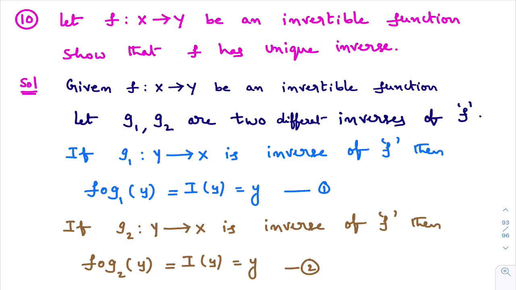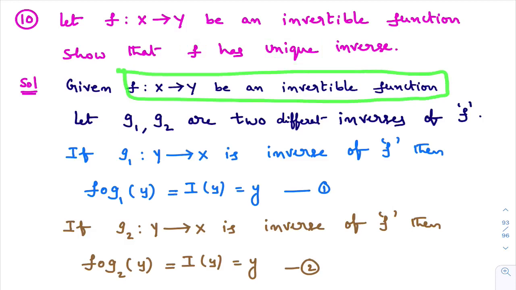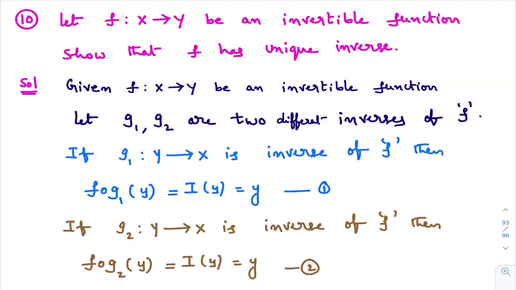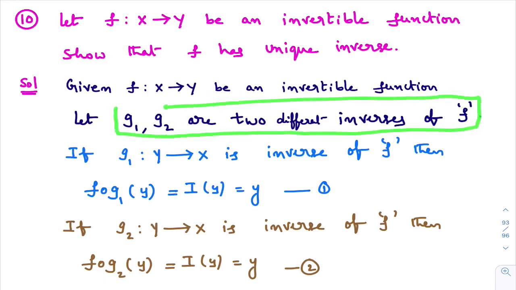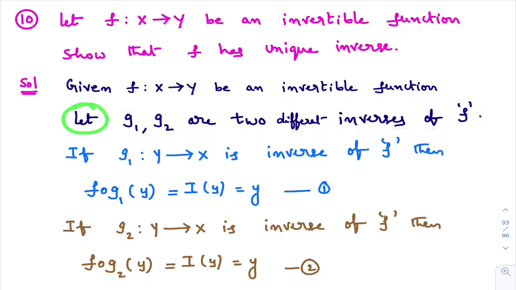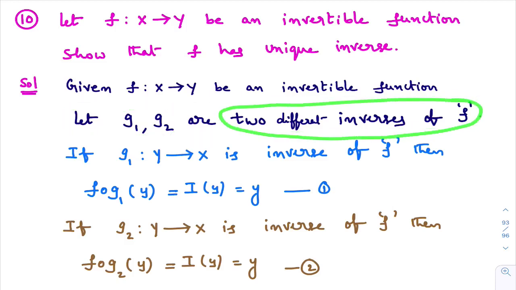First, I'll write the given information. What is the given information? f from X to Y is an invertible function. As I need to show that f has only one inverse, I'll go with the contradiction method. In the beginning, I take g1, g2 as two different inverses of f. I take that there exist two inverses for f.